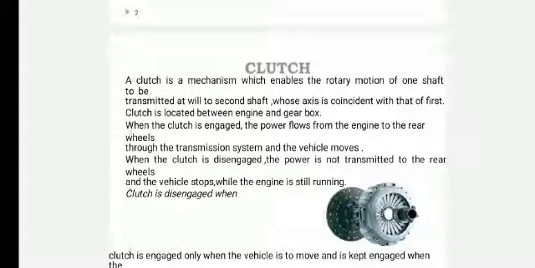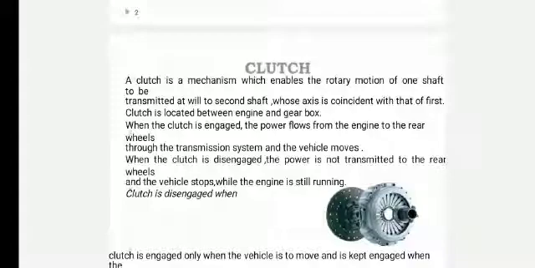A clutch is a mechanism which enables the rotary motion of one shaft to be transmitted at will to a second shaft whose axis is coincident with that of the first. The clutch is located between the engine and the gearbox.